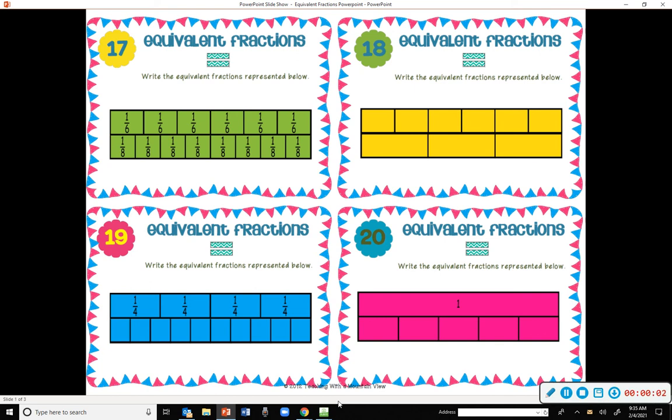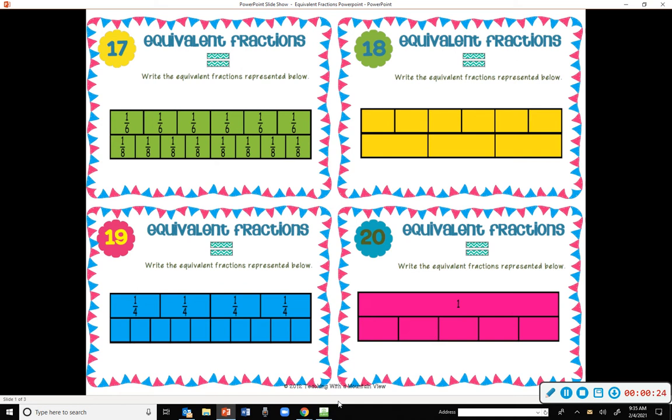Okay, good morning class. So we are talking about equivalent fractions today. You should have already copied some notes down in your math notebook, and if you chose, you could have watched the Brain Pop video on equivalent fractions. So now we're going to start looking at different models of equivalent fractions.